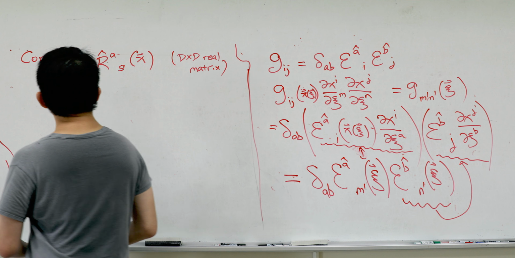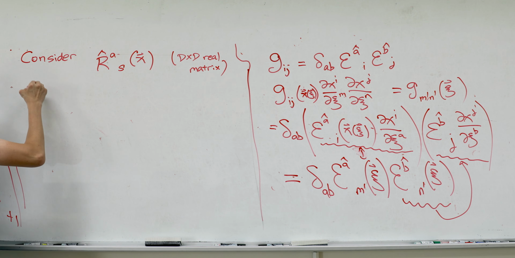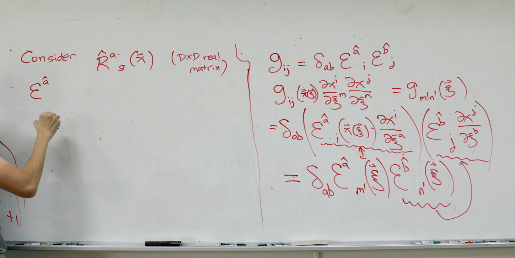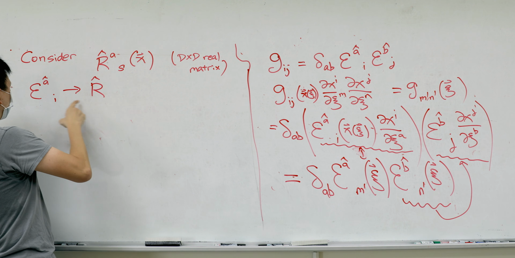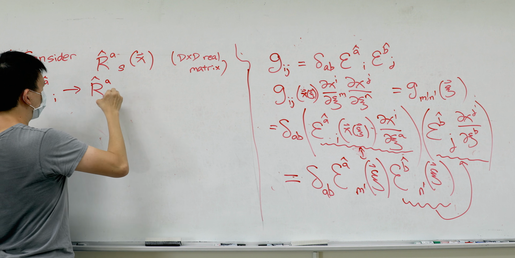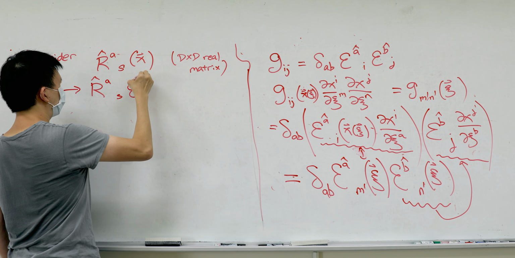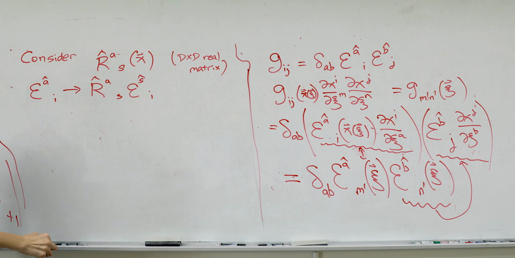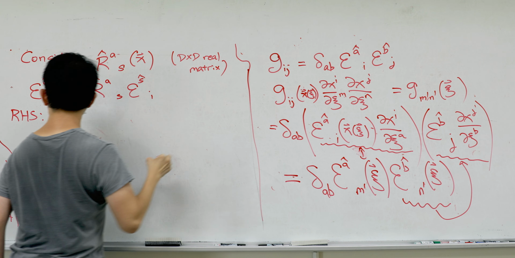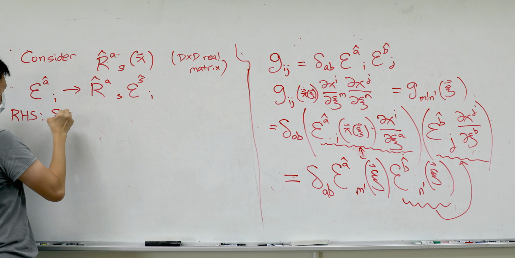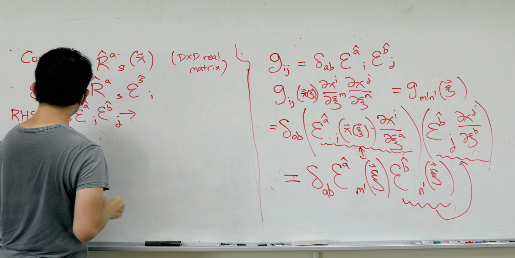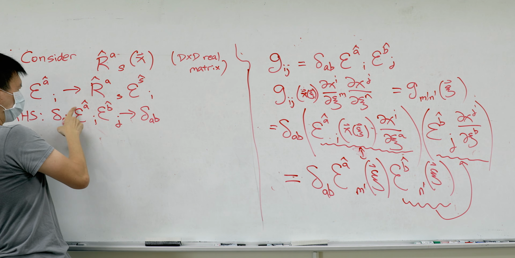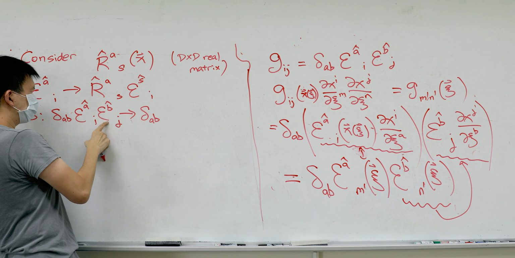Okay, so good. So now let's consider this, taking this object and doing what with it? I'm going to take epsilon A hat i, and I'm going to replace it with this, basically this matrix applied to it. So it will be A, and then say epsilon S hat i. Okay, I'm going to literally replace it with this guy. So now the right hand side of this relationship will become what? It will become, let me write it down first, delta AB, epsilon A hat i, epsilon B hat j is going to be replaced with Kronecker AB, and then remember, I'm going to multiply this guy by R hat, and this guy also by another R hat.